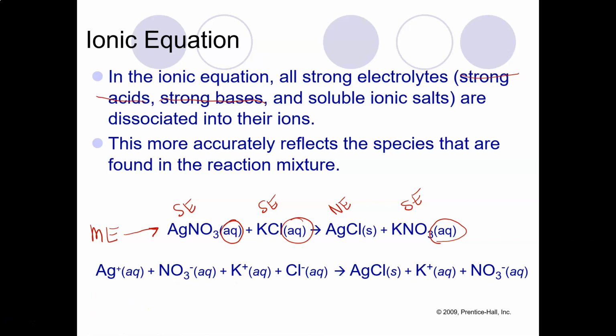Okay, so ionic equations. You start from the molecular equation. Identify the strong electrolytes, and then write the strong electrolytes the way they really exist, which are their individual ions. Now, when you go from a molecular equation to an ionic equation, it better still be balanced. Nothing gets removed when you go from a molecular equation to an ionic equation.